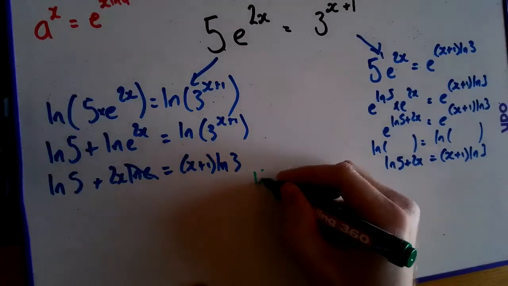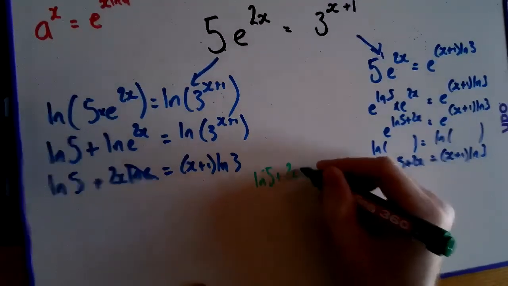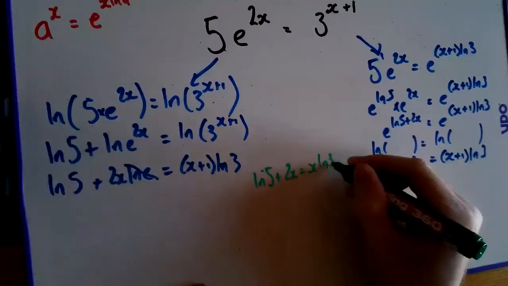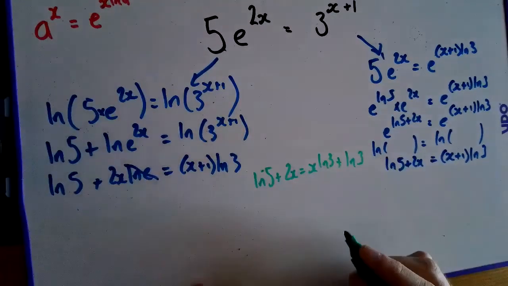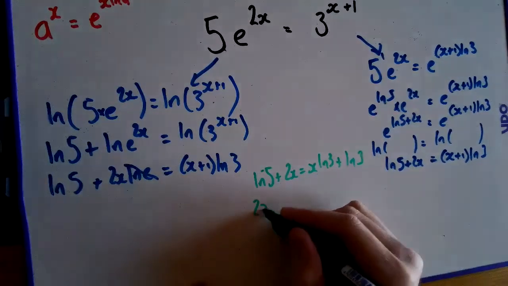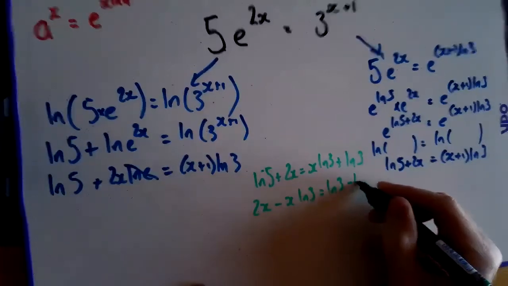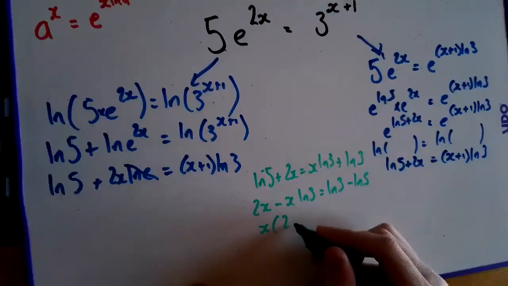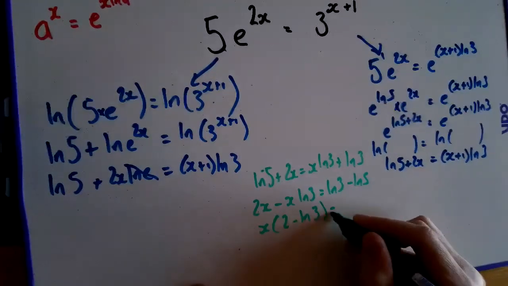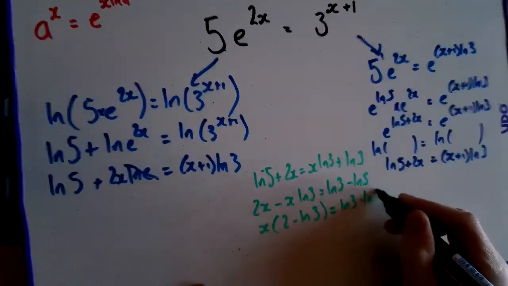So now I can just solve that. So ln 5 add 2x equals, expand the bracket, x ln 3 add ln 3. x is on one side, and non-x is on the other side, so ln 3 minus ln 5. Take out the x, and then divide by it.